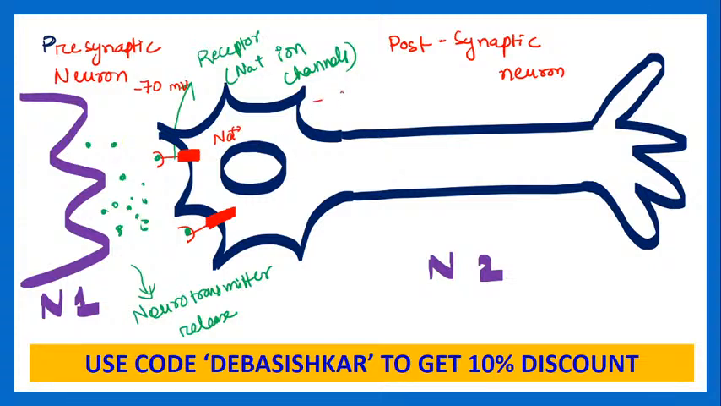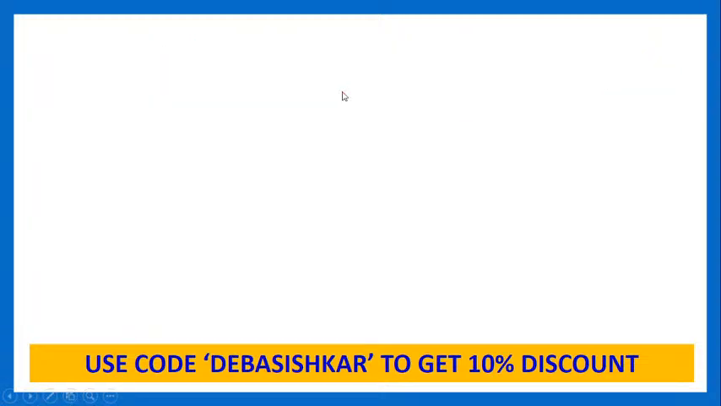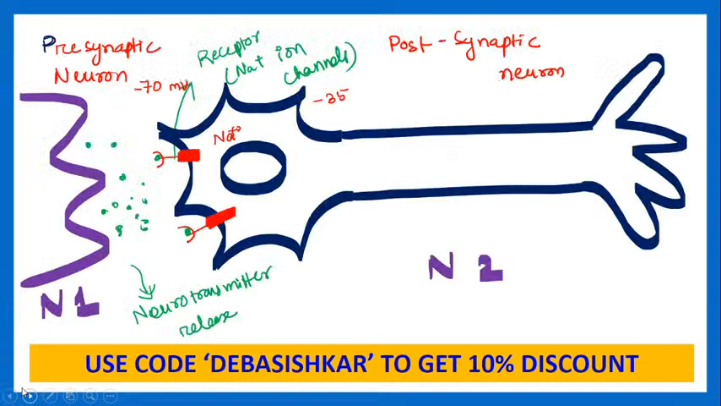So what is minus 35? Minus 35 is the threshold potential. The threshold potential is the potential at which your voltage gated ion channels open.